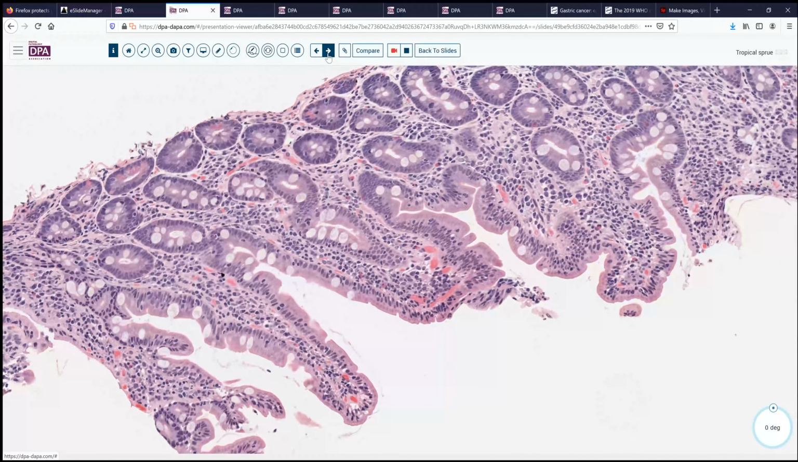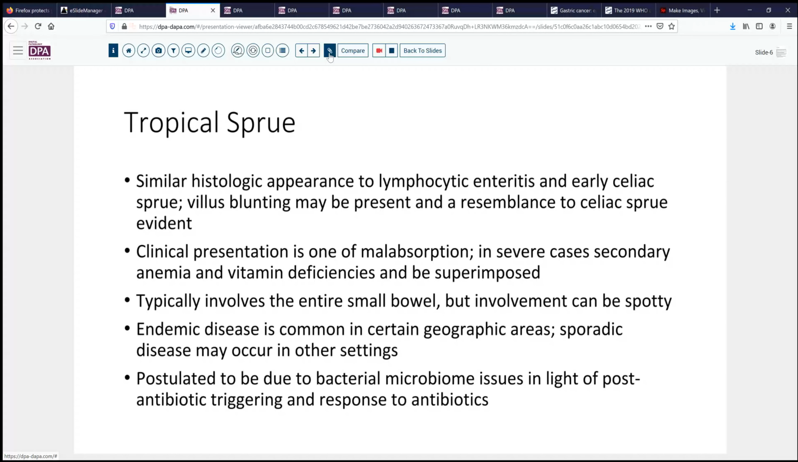Of course, in this situation, it's not a gluten sensitivity, and doing your anti-gliadin antibody tests would certainly be negative in this patient. But with the history of a malabsorptive syndrome and origin from an endemic area, and this appearance of lymphocytic enteritis or early celiac sprue without villus blunting, could be diagnostic of tropical sprue. There is considerable overlap between these entities, lymphocytic enteritis and early celiac sprue without very much blunting. But the distribution will be different.